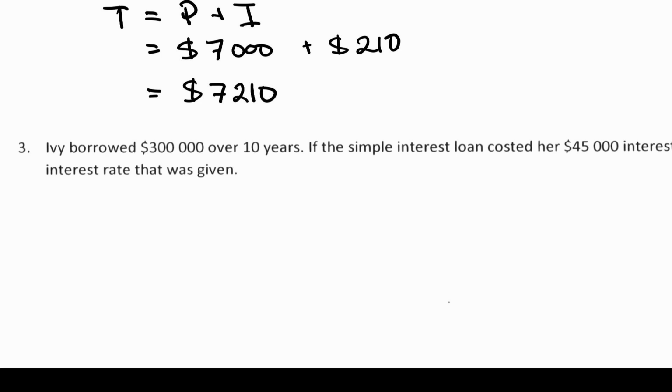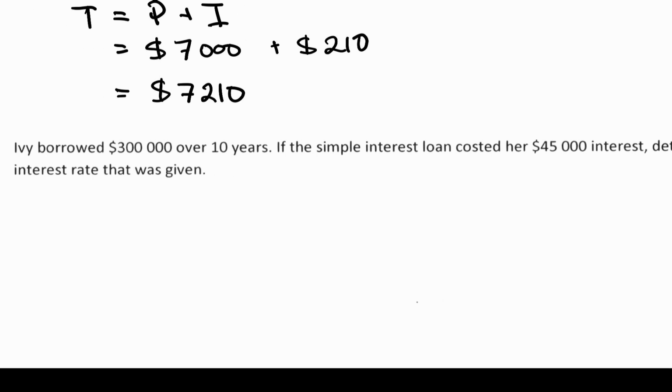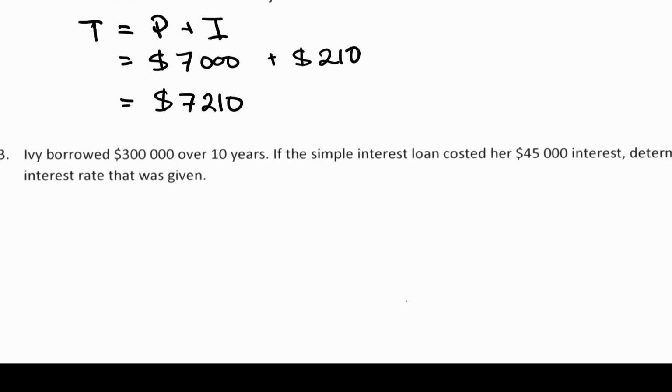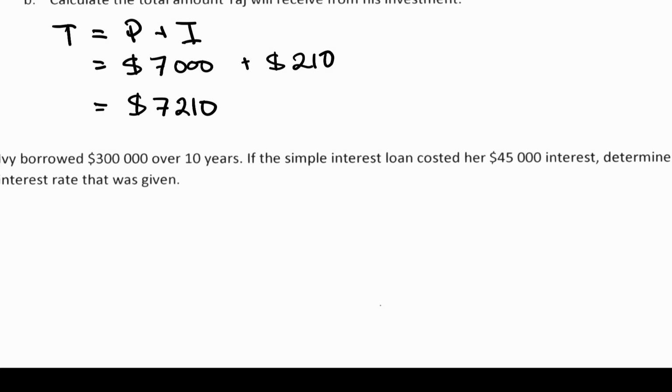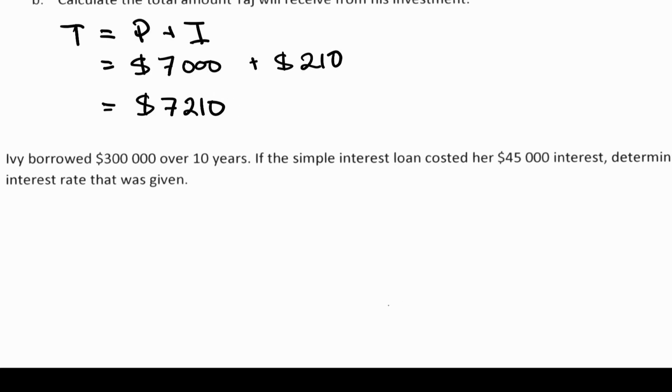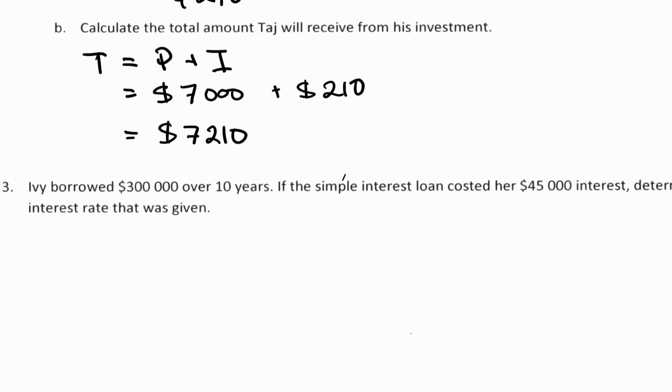All right, question 3. Ivy borrowed $300,000 over 10 years. If the simple interest loan costed her $45,000 in interest, determine the interest rate that was given. So this is a simple interest question. So again, we start with I equals PRT. Always start with the simple interest formula if it's a simple interest question.